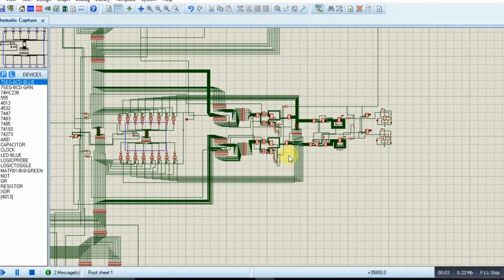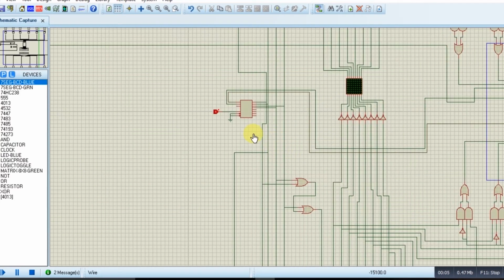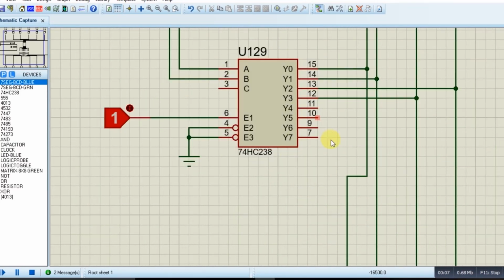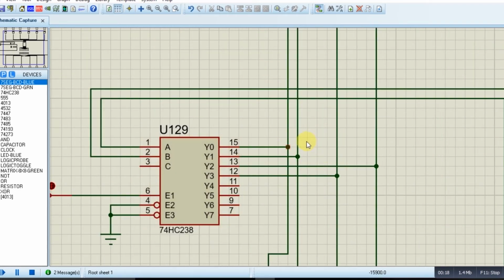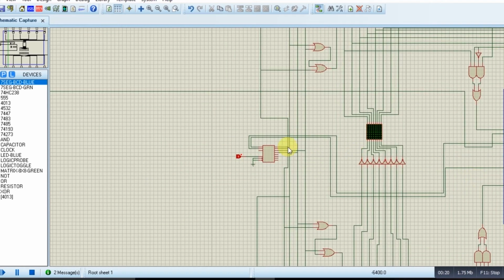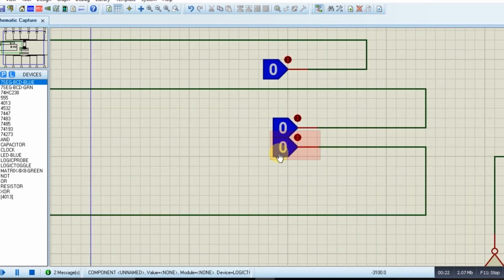Now let us move towards the final portion of our design, that is the switching module. Now in this Proteus file we have used a 74238 decoder for switching the direction of the snake. As we know, a decoder can take a 2-bit binary number as input and it can give us a 4-bit binary number as output. So as input we will give a 2-bit binary number to the decoder.